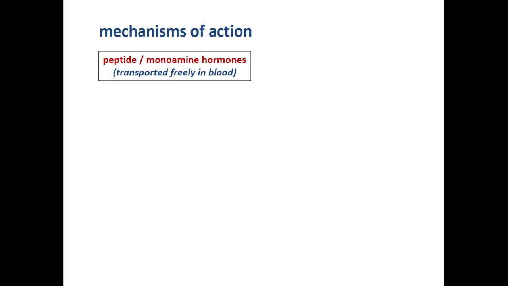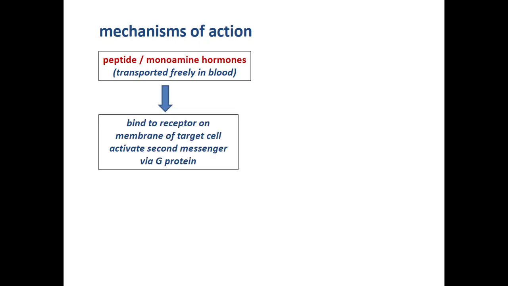So these are the hydrophilic or water-soluble hormones that are transported freely in the blood. These hormones bind to receptors on the membrane of the target cell, so at the surface of the target cell, and they typically work by activating a second messenger via a G protein. So just to remind you, binding of the hormone to the receptor would activate a G protein, which would in turn activate a second messenger inside the cell.